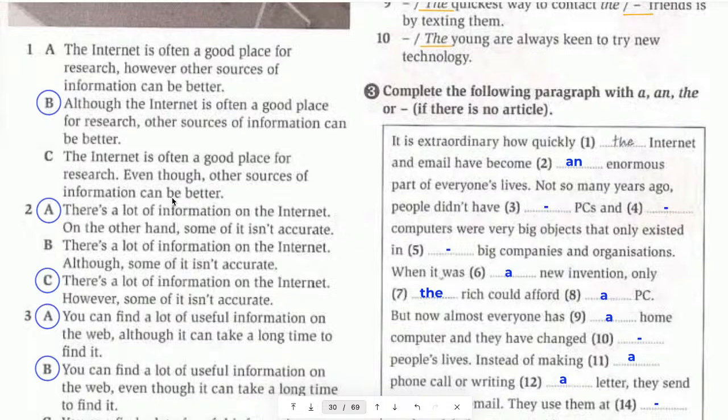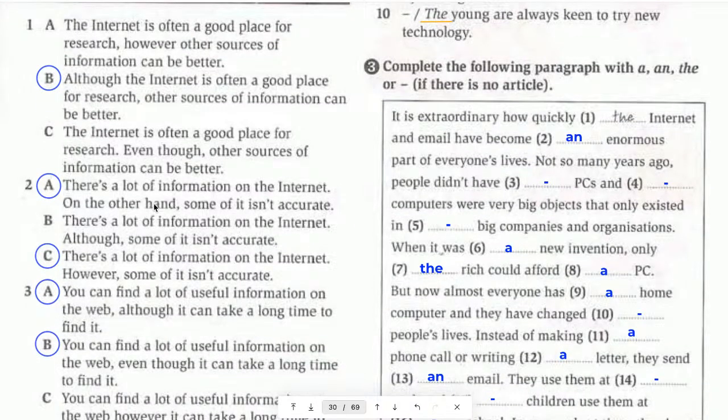Number 2. A and C. Okay, yes, A and C, that's correct. Okay, that's the right way of using on the other hand and however. Now tell me B, why is it wrong?